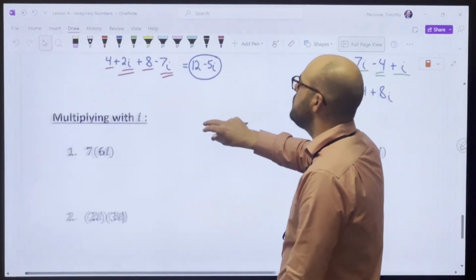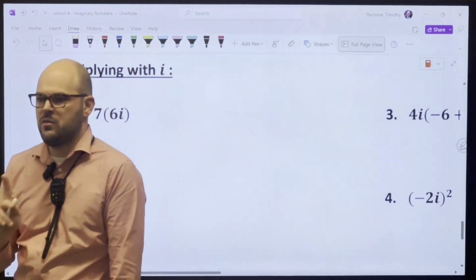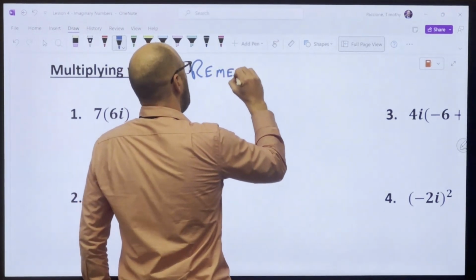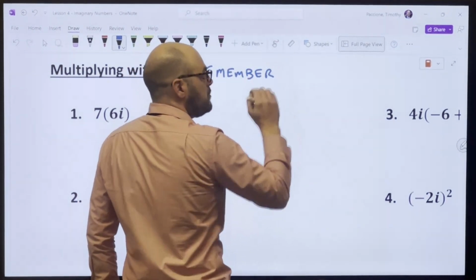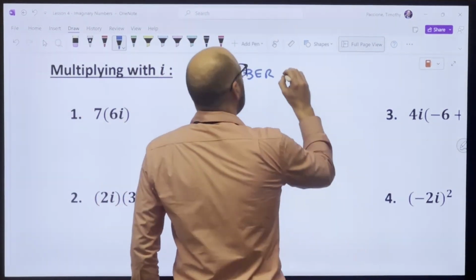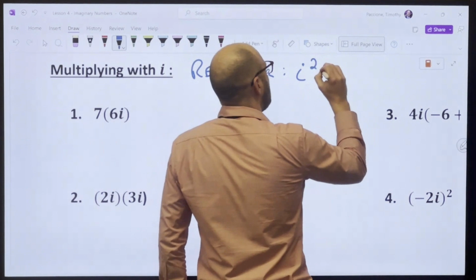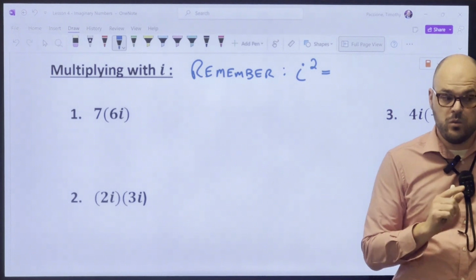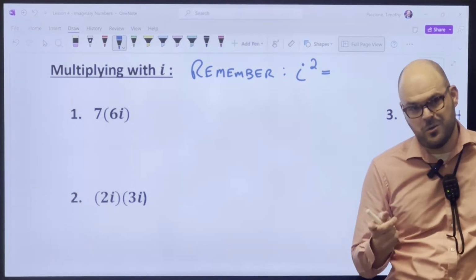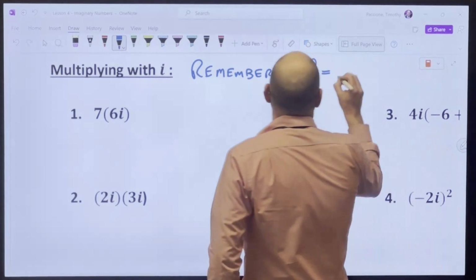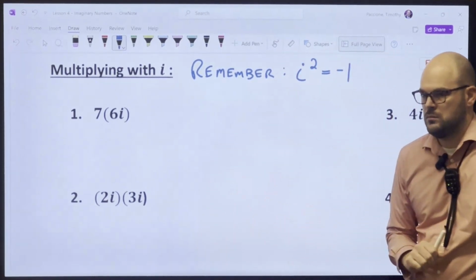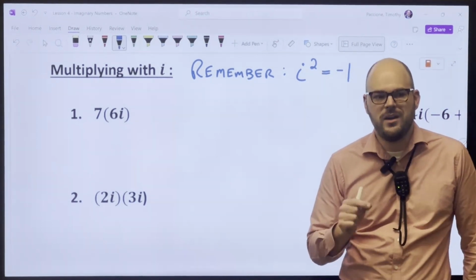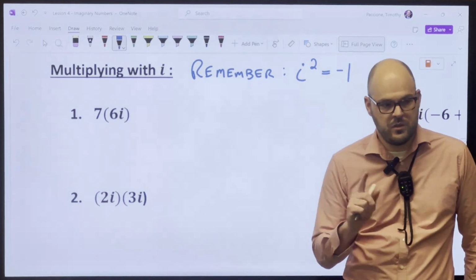Okay, so before we multiply with i, I'm going to remind you of something from the front of this page. Remember, we said i is the square root of -1. But we also said there's another key thing to remember. i squared is what? The square root of -1? No, it's the square root of -1 squared, which is just -1. i squared is -1. Okay? Remember, there's two things. i is the square root of -1. i squared is -1. So that's going to come into play.